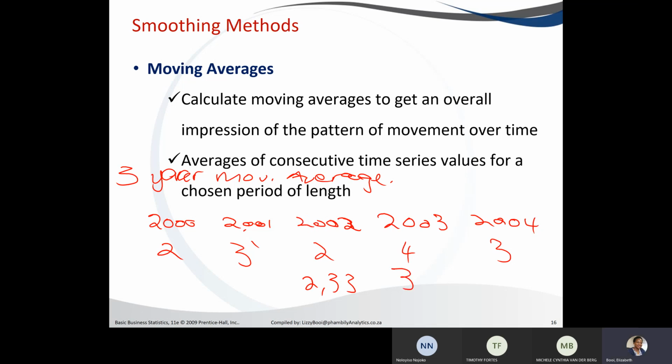Then we go to 2004, and that will be 2 plus 4 plus 3 equals 9. Divide by 3, it will give us 3. And you continue like that. And then you have your moving averages. And that's what moving average is about.